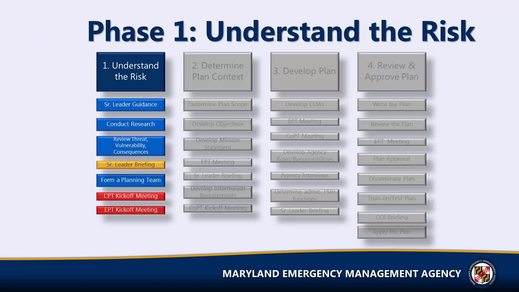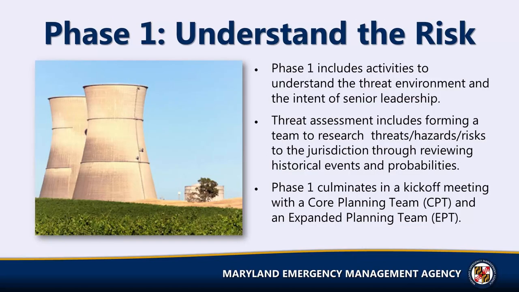Phase 1. Understand the risk. Phase 1 includes activities to understand the threat environment and the intent of senior leadership. The threat assessment includes forming a team to research threats, hazards, and risk to the jurisdiction through reviewing historical events and probabilities. Phase 1 culminates in a kickoff meeting with a core planning team, CPT, and an expanded planning team, EPT. More information on the planning teams will be provided later.